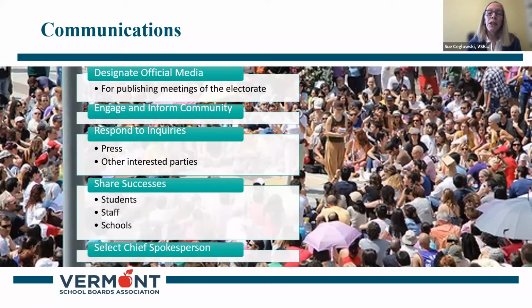The reorganization meeting is also a time to designate the official media for publishing notices. Other communications responsibilities include informing and engaging the community, responding to inquiries from the press, and sharing successes of students, staff, and schools. Many boards choose a chief spokesperson. Boards are also encouraged to consider the broader communication goals of engaging and informing the community, although in-depth discussions are often deferred until the board retreat.